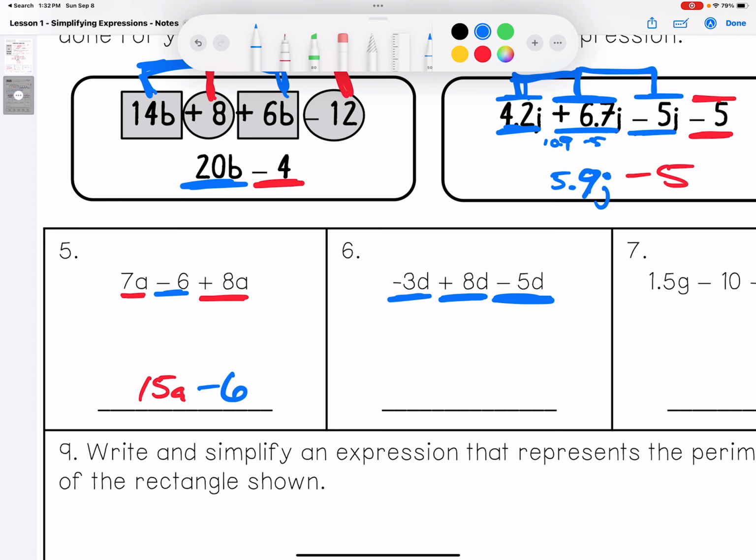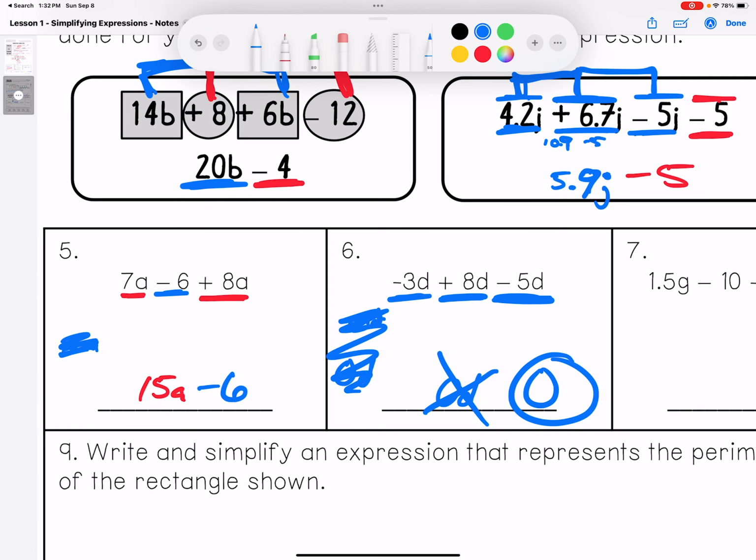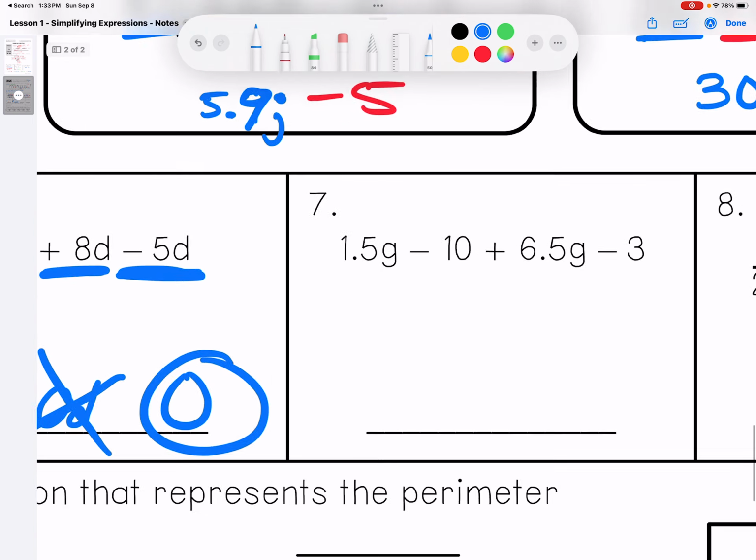That is fantastic. So we just get to combine them all, and we're going to end up with 0d, and anytime you have a 0, it is 0. Why? Because any number in front of a variable, like 15a on this last one, really means 15 times a, right? So right here, it really means 0 times d. What is any number times 0 in the whole world? 0. So we just write 0 because 0 times any number in the whole world is 0. Okay? All right, we got our g.